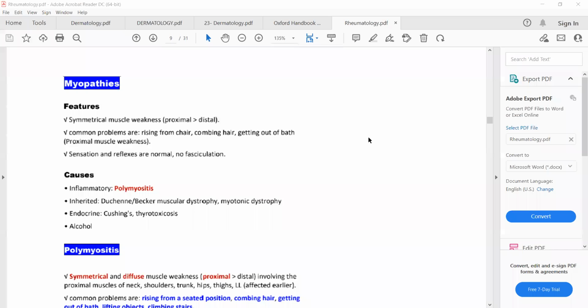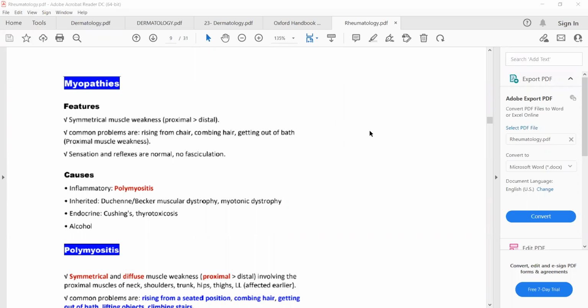We were doing rheumatology, and we discussed some diseases which were affecting joints as well as other systems of the body, such as SLE, rheumatoid arthritis, Sjogren syndrome, and scleroderma. Today we'll discuss some more autoimmune diseases.